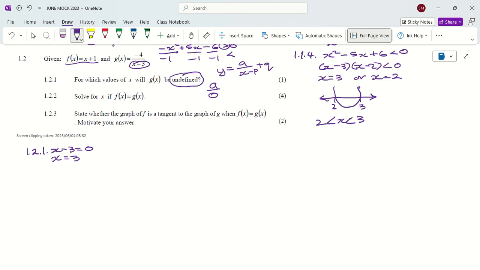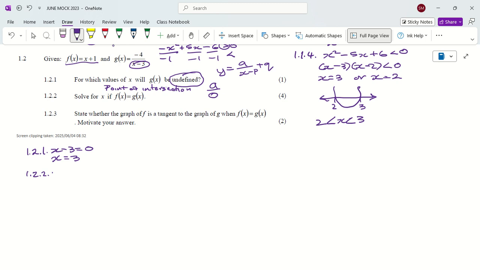Okay. Then the next question, 1.2.2. It says solve for x if f of x is equal to g of x, right? Now, guys, can you see the question carefully? This is the point of intersection of the two functions. You remember at the point of intersection, we make the graphs equal, right? Everyone. Okay, sharp.